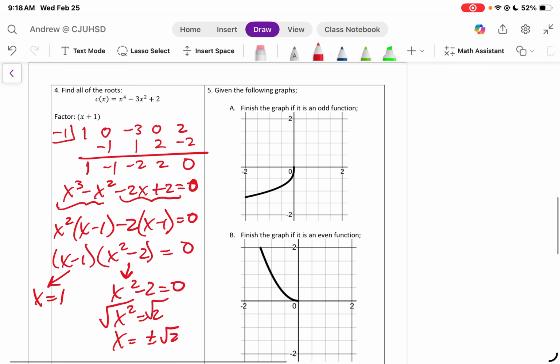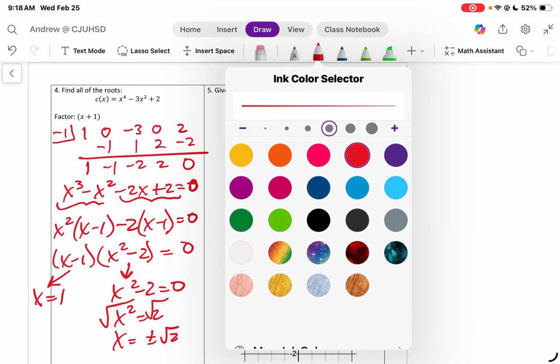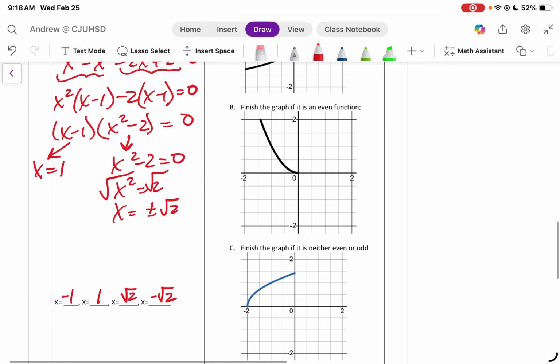Okay, and number 5, given the following graphs, finish if it's an odd function. So what an odd function is going to do is it's going to rotate about 180 degrees on the origin. So this one's going to come over here like this. This part, you can imagine like a fan blade is rotating up. And part B, finish the graph if it's an even function. An even function is going to reflect across the y-axis.